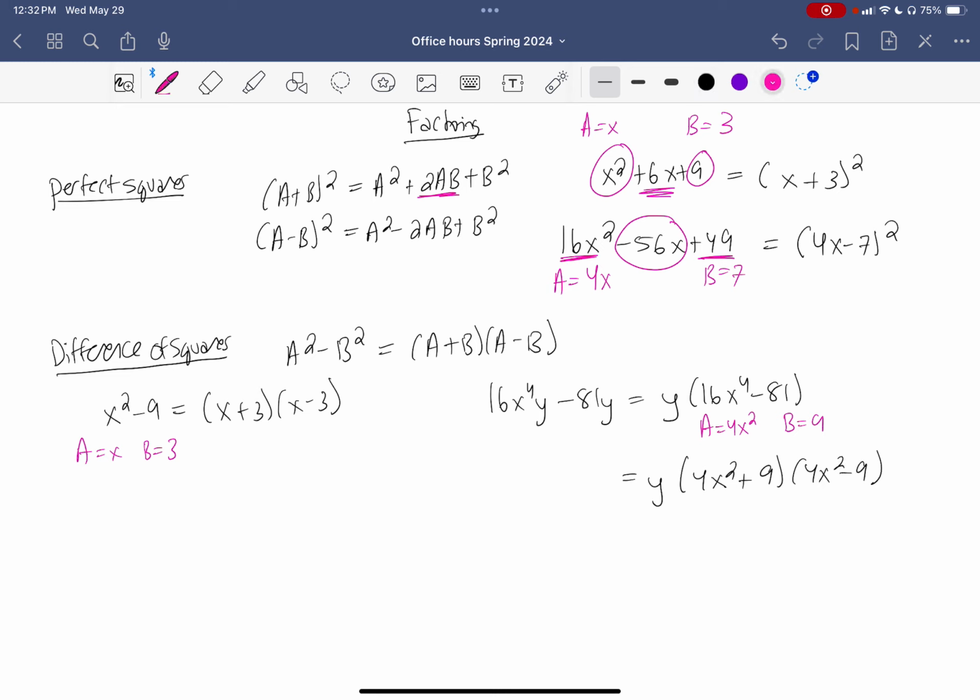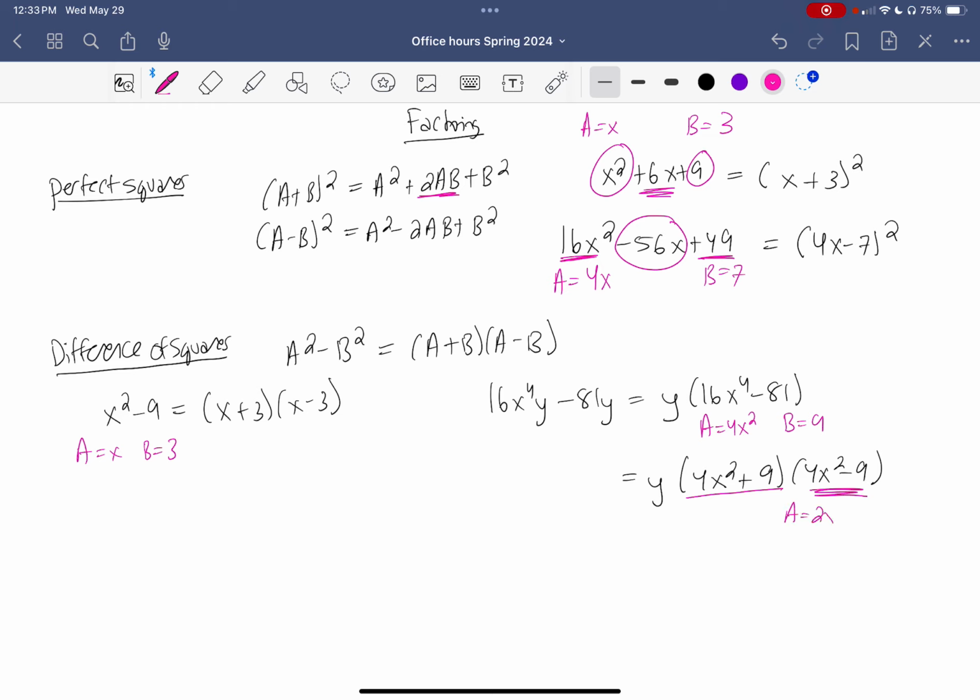Now I'm not done. Y, of course, is as simple as I can make it. 4x squared plus 9, nothing can happen with. It is a fact with factoring that when you have only two terms like this, 4x squared and 9, if it is a plus in the middle, absolutely nothing you do will factor it. But the second term here, 4x squared minus 9, is another difference of squares.